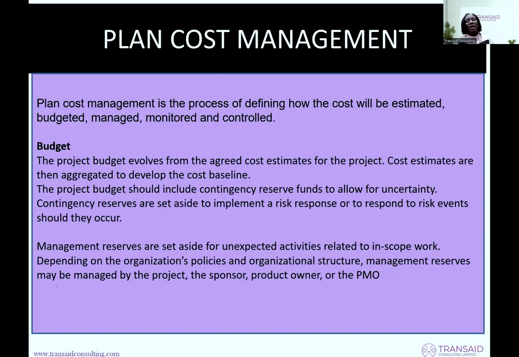Then we now move to plan cost management. So you see, we have initiated, we went to scope, we have done schedule, we are doing cost. Remember the iron triangle. You see that these 3 things are coming first because they will influence the other things. Plan cost management is the process of defining how the cost will be estimated, budgeted, managed, monitored, and controlled. So you need to develop a budget.